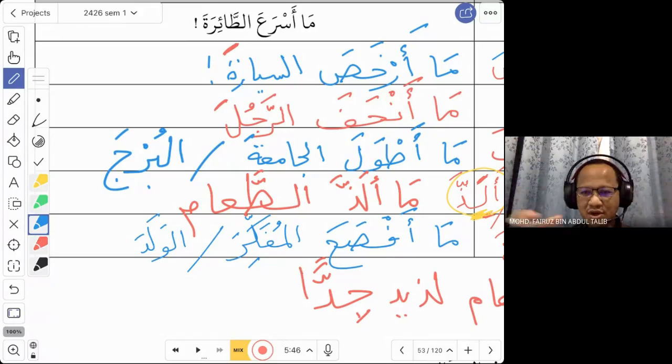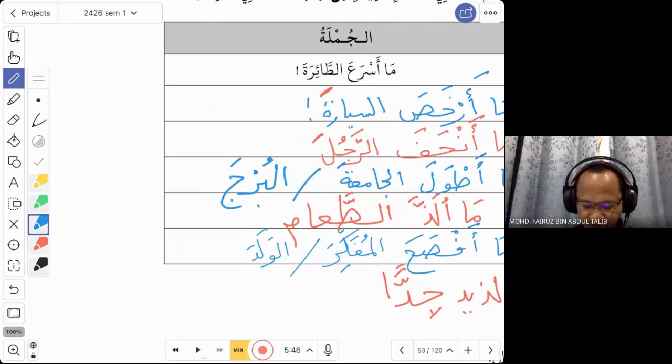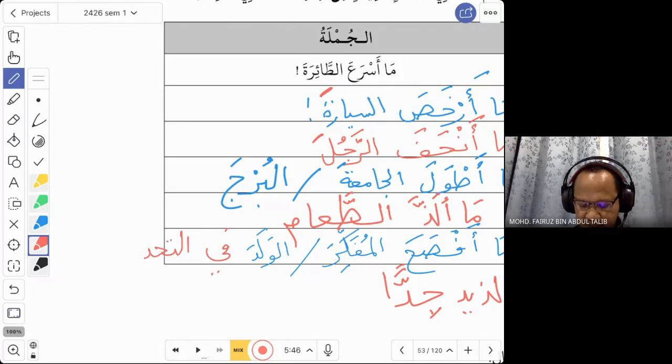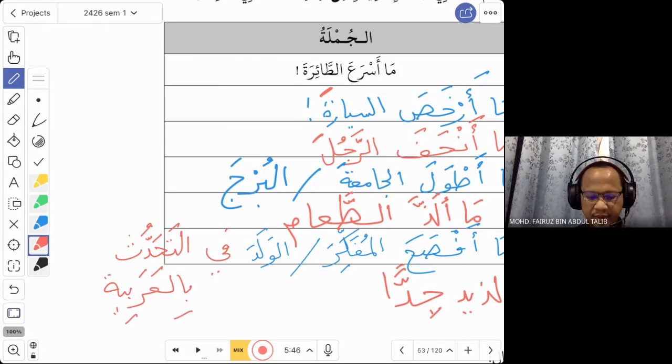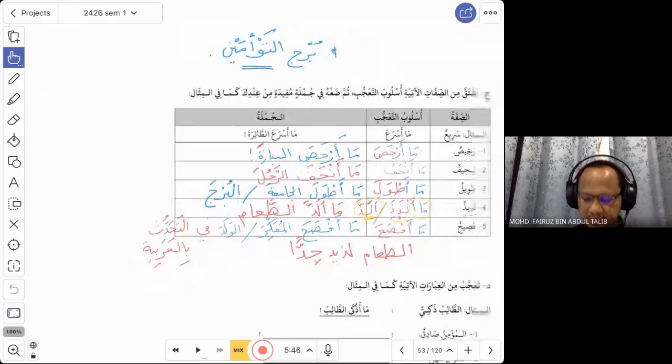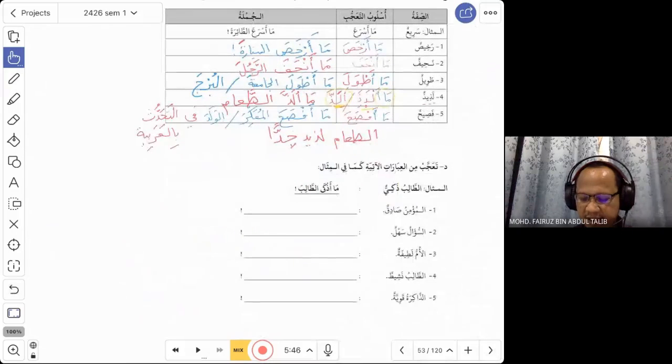So maybe we can relate to Lugha Arabiyah, like Rafika said just now. So we can add, for example, ma afsaha al-mufakkir or ma afsaha al-walad fi at-tahadduth, speaking, or in conversing bil lughati al-Arabiyyah, or we can just say bil Arabiyyah. So now you can include the word al-lugha al-Arabiyyah. But afsah here is normally used for the person. Now, okay, هذا هو التدريب الأول. Okay, and والآن التدريب الثاني.